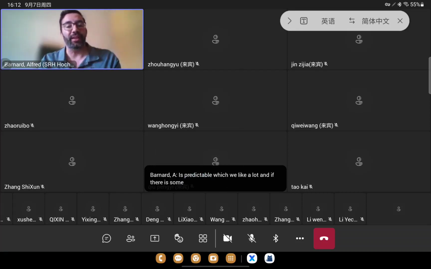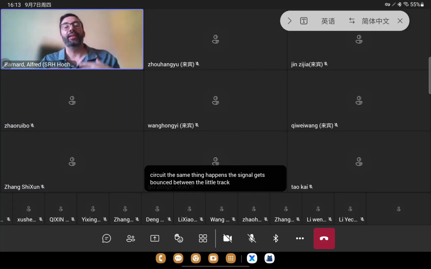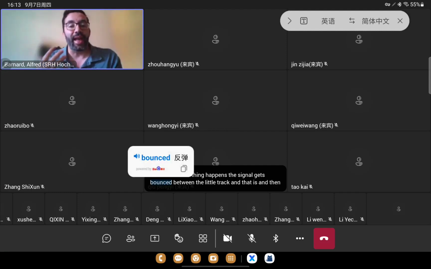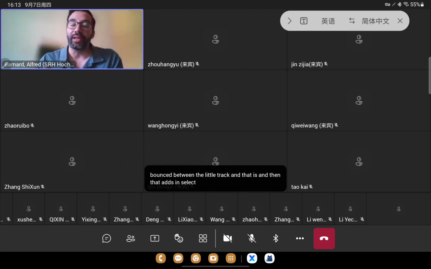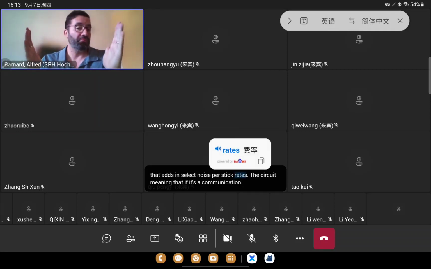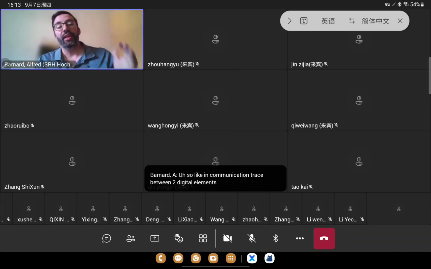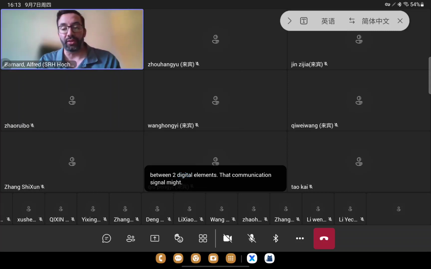And if there is some sort of buildup inside of the electrical circuit, the same thing happens. The signal gets bounced between the little track, and that adds noise, which degrades the circuit. Meaning that if it's a communication trace between two digital elements, that communication signal might be lost, and information might be lost, which is generally a relatively bad thing.